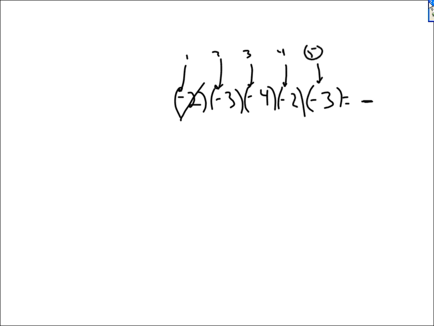And then you can say 2 times 3 is 6, times 4 is 24, times 2 is 48, times 3, 48 times 3 is 144. So it's negative 144. You don't have to bother saying a negative times a negative is this, times another negative is that, times a fourth negative times a fifth negative. Just say 5 negatives, that's an odd number of negative signs, so the answer is negative.